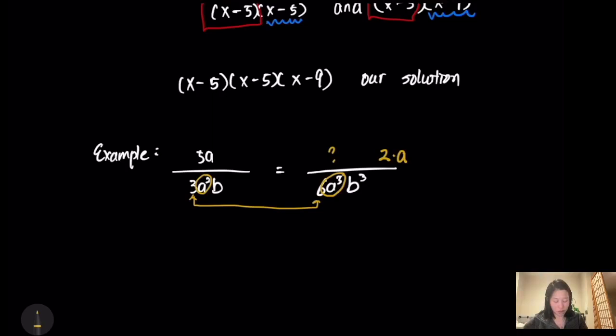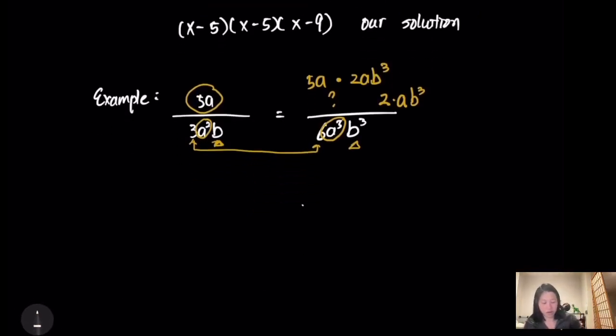Another one is we have just the single term b and b to the cube. That means we're missing b to the cube. So in order to match the denominator, the top needs to be 5a multiplied by 2a b to the cube. This is very similar to 1/2.